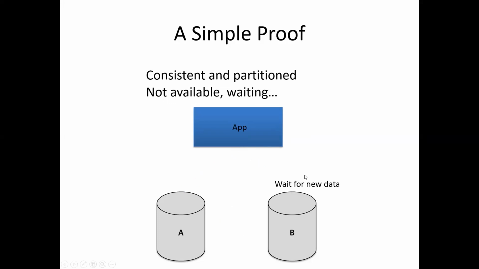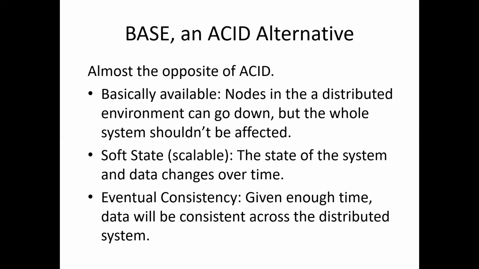The next example is consistency and partition, but not availability. New data is being addressed to database A. There is no consistency maintained. The data is gone there.